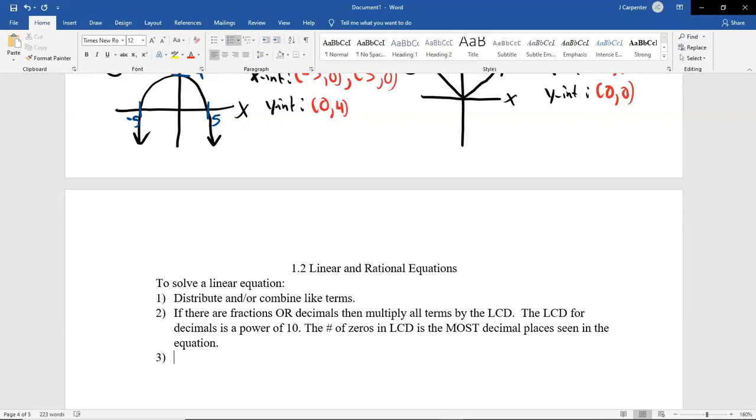And I will write a little example down later just to show you what I just said. Step 3, so after you've distributed and combined like terms, after you've gotten rid of all fractions and or decimals, add and or subtract terms to each side.